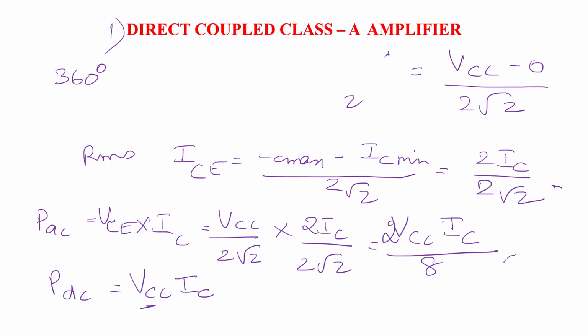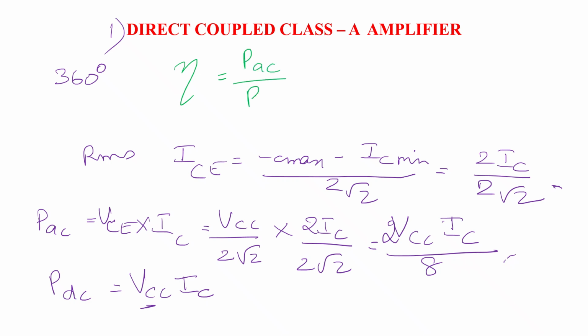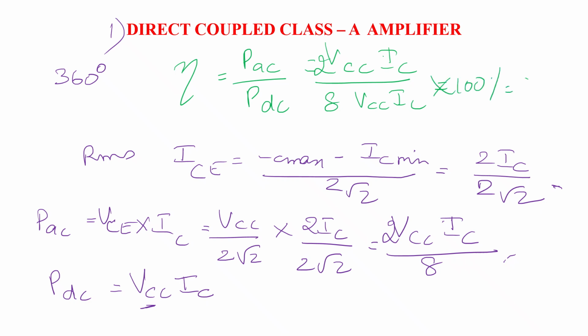I have previously written the formula for efficiency. Efficiency is equal to the AC output power divided by DC input power. On solving, we get 2 VCC IC divided by 8 VCC IC, into 100 percent, and then we get 25 percent efficiency in direct coupled class A power amplifier.